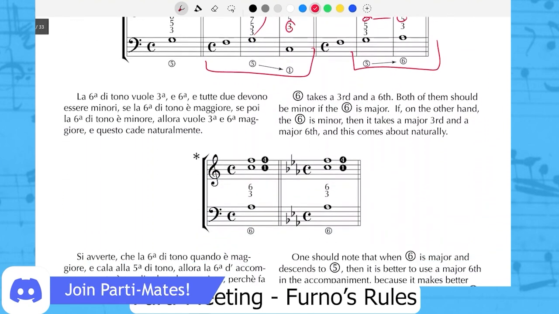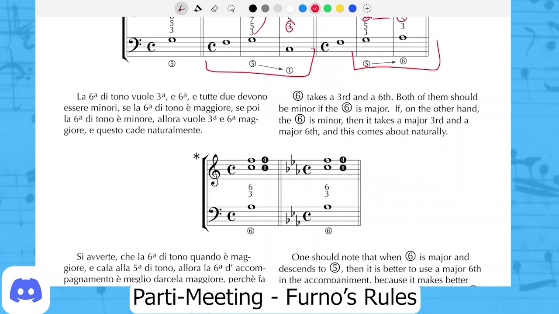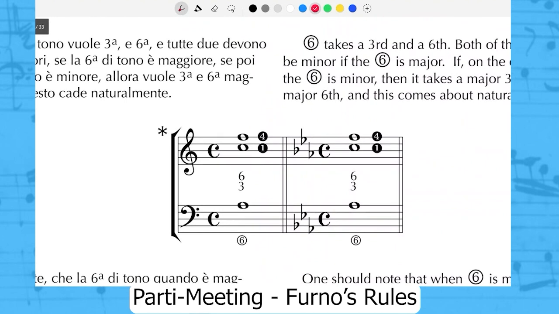6. 6 takes a third and a sixth. Both of them should be minor if the 6 is major. If, on the other hand, the 6 is minor, then it takes a major third and a major sixth, and this comes about naturally. Exactly. It depends on the key, because this is the major third, so minor sixth, its inversion, and the same happens in the minor. Minor third, major sixth. Okay, good.